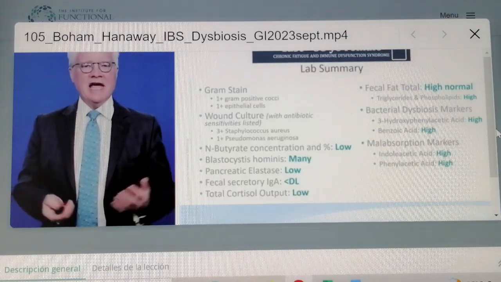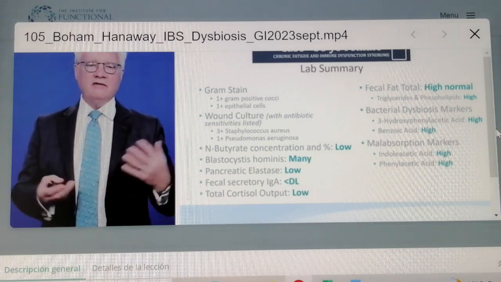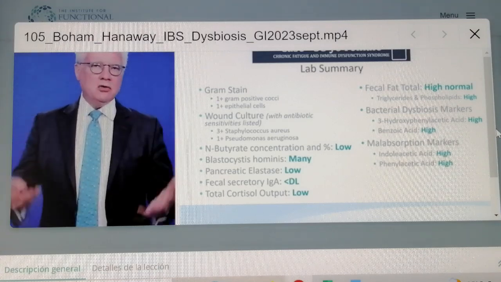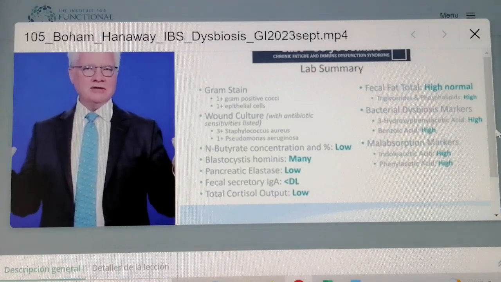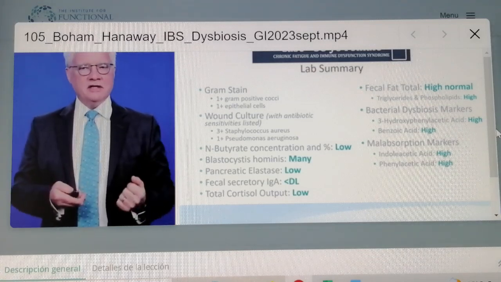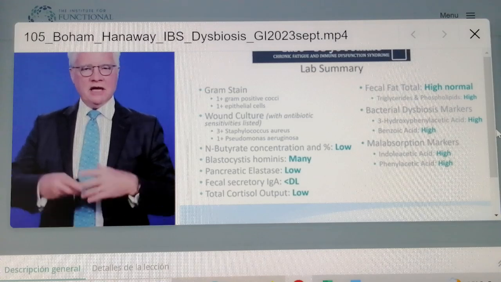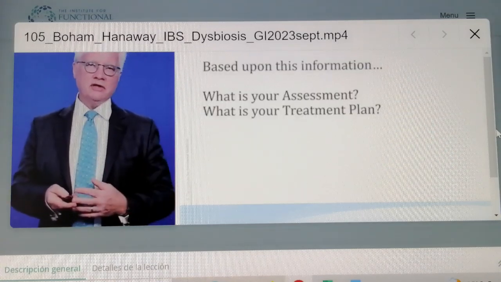So we have this lab summary of someone who's got a wound culture and infection with staph and Pseudomonas. We've got low short-chain fatty acid production, the postbiotics. We've got many Blastocystis hominis, an infection that's sitting there. We've got dysbiosis that's present, an excess of dysbiosis and immune suppression that's going on relatively.